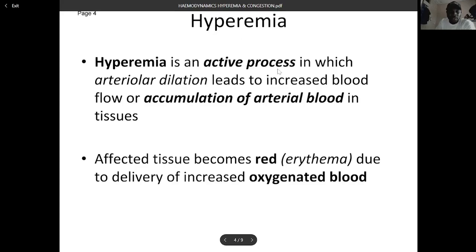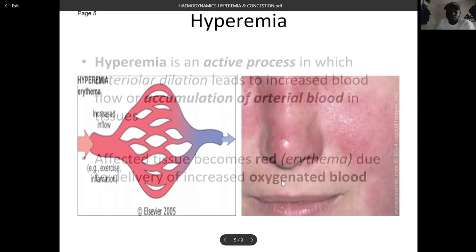Hyperemia is an active process in which arteriolar dilation leads to increased blood flow or accumulation of arterial blood in tissue. Affected tissue becomes red, erythema, due to the delivery of increased oxygenated blood.